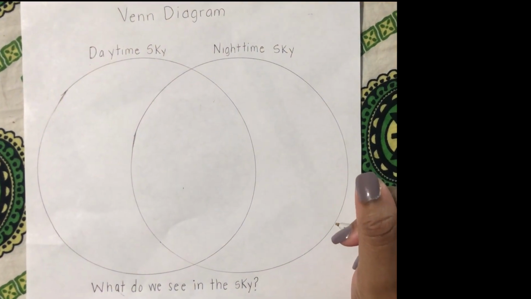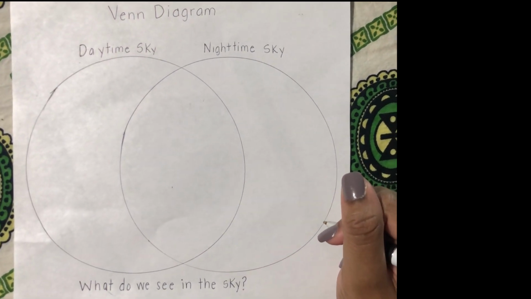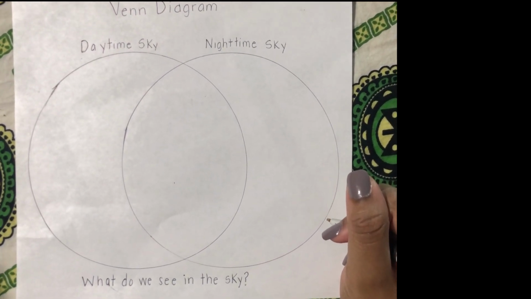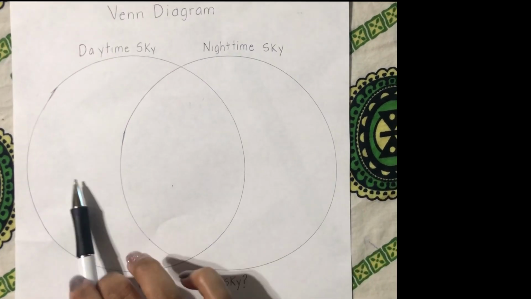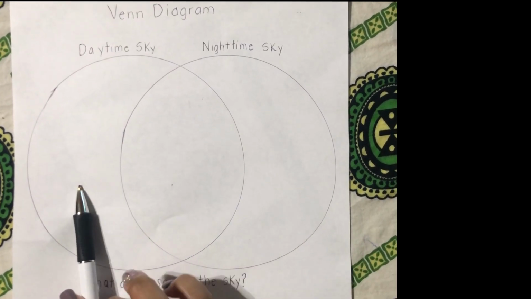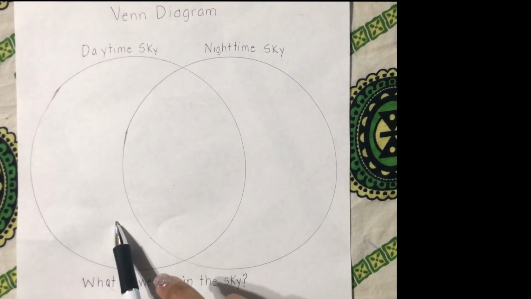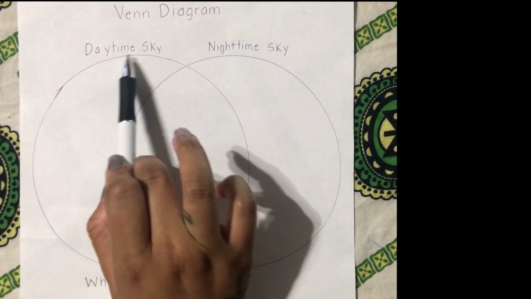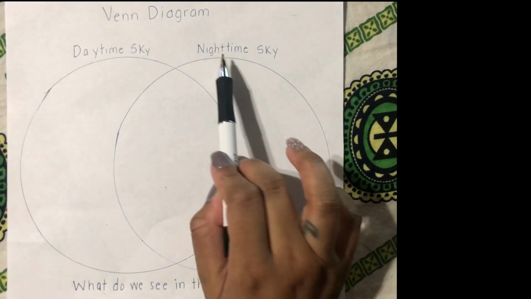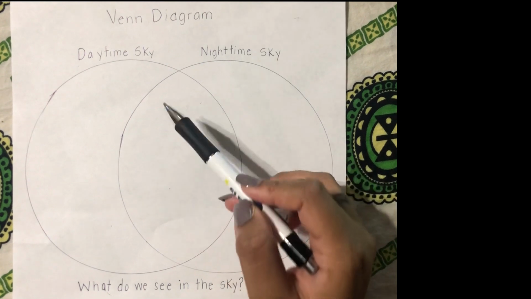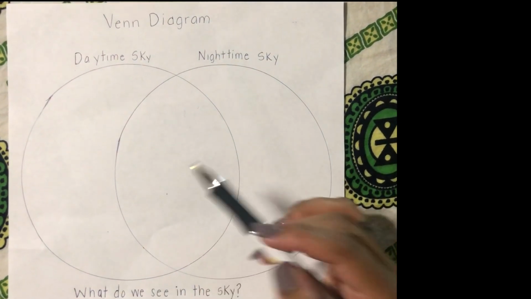Congo Nation, let's apply what we know to this Venn diagram. A Venn diagram is a tool that we can use to compare and contrast. On each side of the Venn diagram are topics. For this side, we will write things about the daytime sky. On this side, we will write things about the nighttime sky. And in the middle is where we compare the two. We write how they are similar.